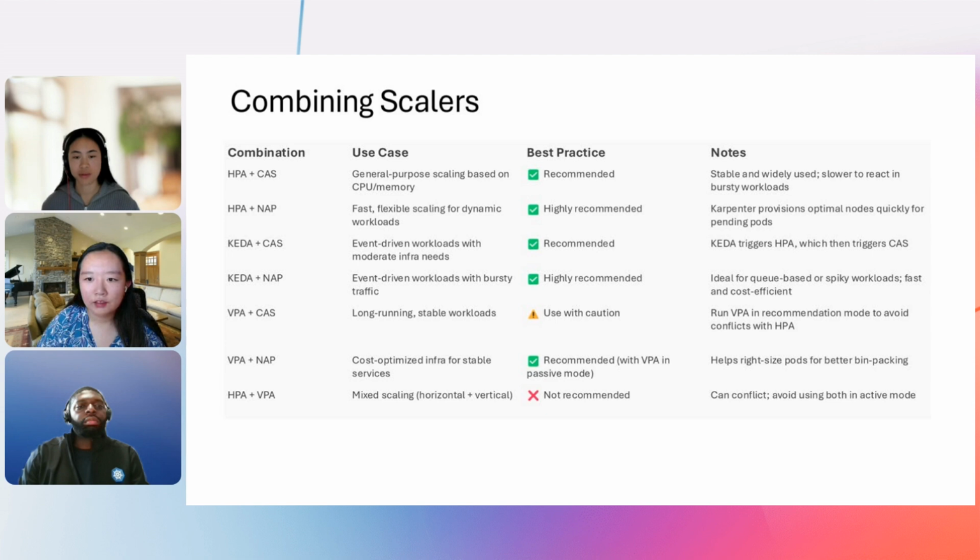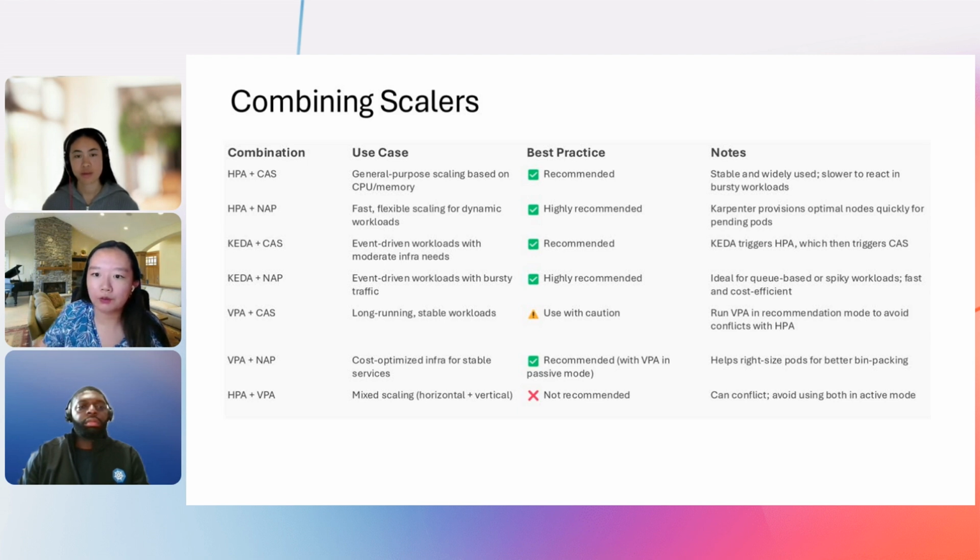Yeah, definitely. So as we can see in the table, there are quite a lot of different combinations based off of existing scalers that we have talked about previously. Generally, it's highly recommended to use HPA with one of the infrastructure autoscalers, but not recommended to mix HPA with another application scaler like VPA. And because KEDA is also built on top of HPA, it's generally not recommended to use KEDA with VPA as well. This is because both of these application scalers scale based on the same metrics, generally CPU.